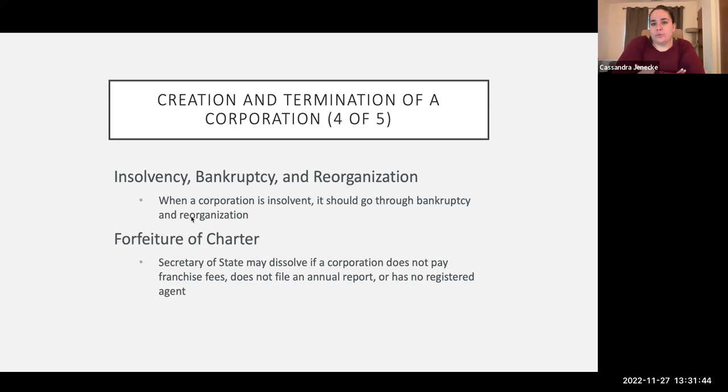So how do we terminate a corporation? Well, a couple of different ways. It can become insolvent, right? So what's coming in is less than what's going out. Bankruptcy, so the insolvency is real and you file for bankruptcy, or you can reorganize and then shift or change the corporate organization or function. The corporation can also have its charter forfeited by virtue of not paying its franchise fees, failing to file an annual report, having no registered agent.